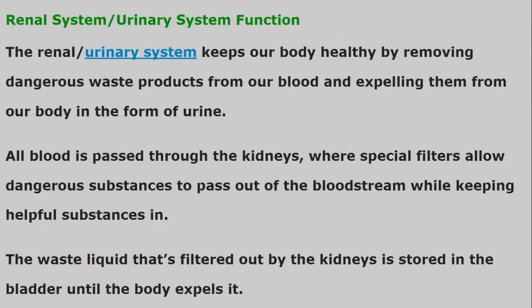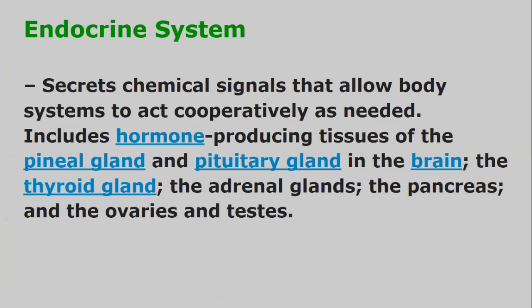The renal or urinary system keeps our body healthy by removing dangerous waste products from our blood and expelling them from our body in the form of urine. All blood is passed through the kidneys, where special filters allow dangerous substances to pass out of the bloodstream while keeping helpful substances in. The waste liquid that's filtered out by the kidneys is stored in the bladder until the body expels it. The endocrine system.